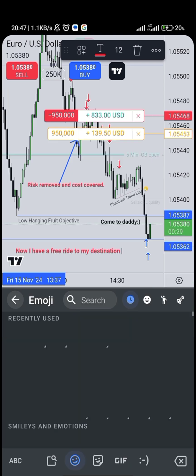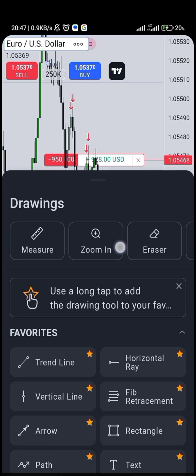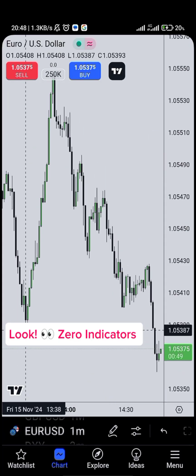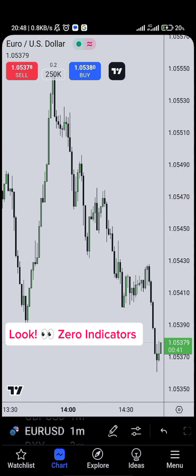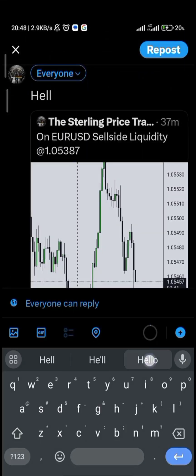Since I have my stop loss trailed, I don't have to be right about the outcome. I just have a free ride to my destination. So I just hide it. I'll screenshot it and send it to X. That's Twitter, formerly called Twitter, for those who didn't know. So I'll just retweet it so they can see it.